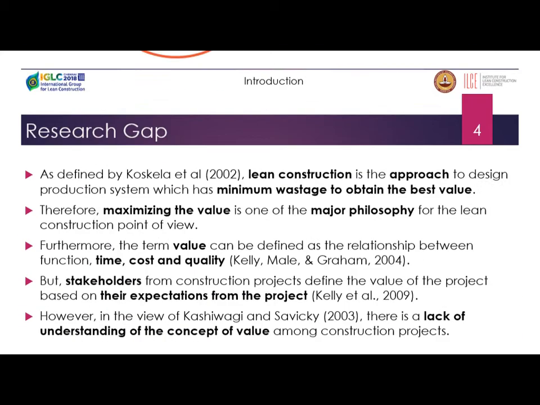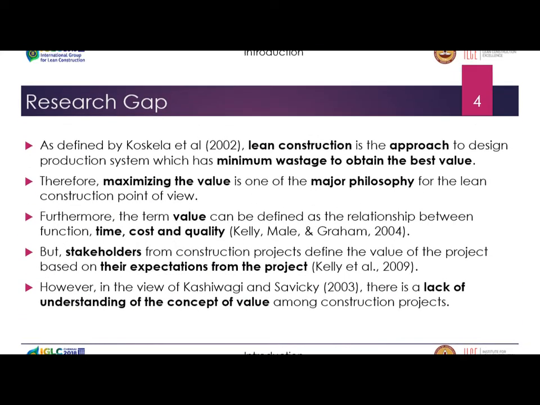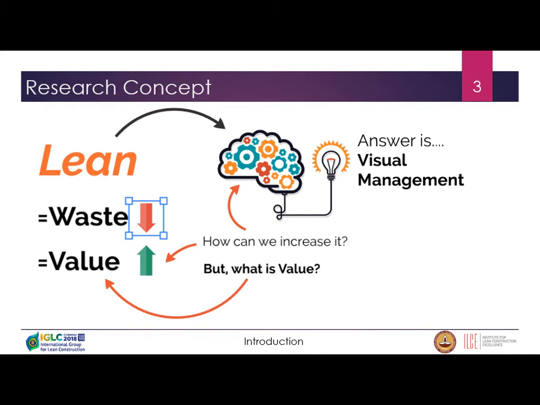This is the research concept on which the research is based. That is, it focuses mainly on lean, value, and visual management. So lean basically reduces the waste and increases the value. Other than that, what is the perception of value in the current Indian industry? And if we are aware of that, then how can the value be increased? So the research answers that it is visual management.